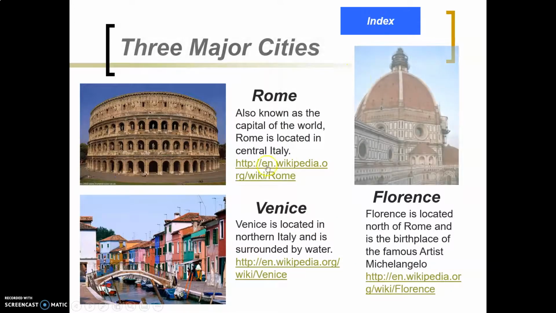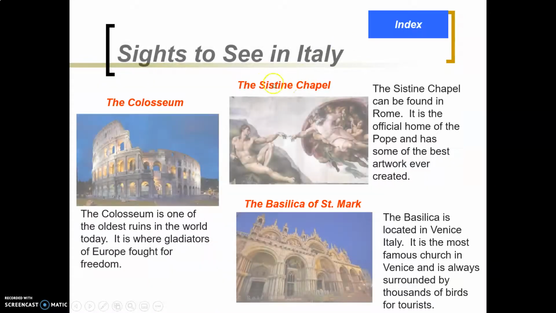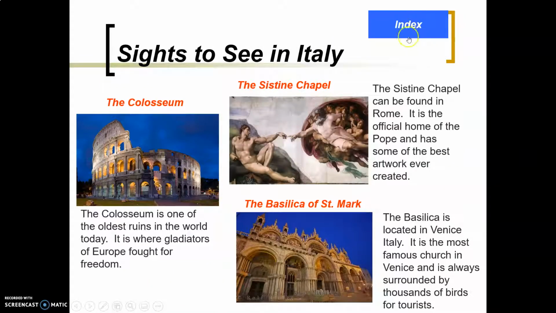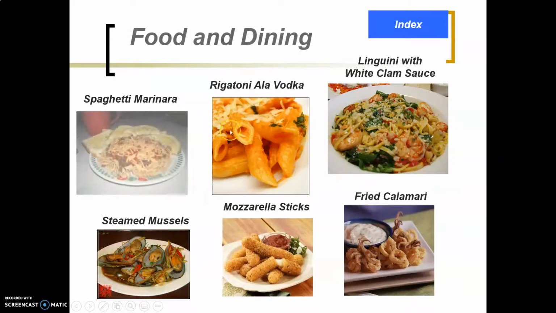3 major cities. Cities about Rome, Venice, Florence. Sites to see in Italy. You definitely should see the Sistine Chapel. All these things that you need to know about from art and the Renaissance. Food and dining. This slide is from a previous project. I have a restaurant menu.